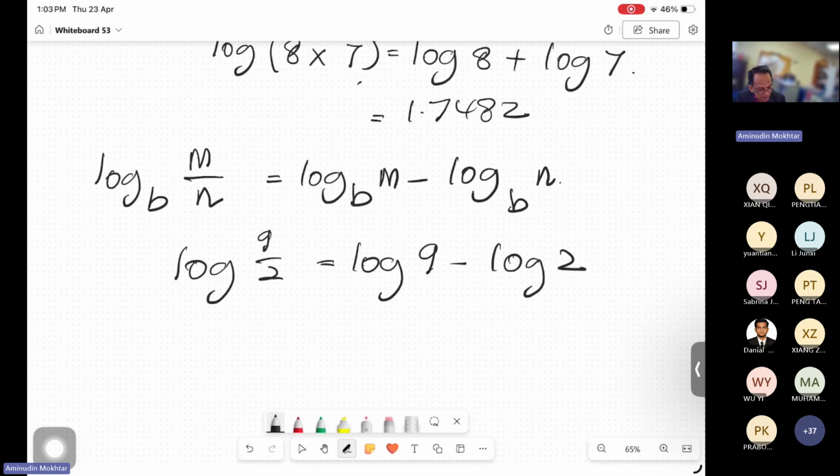And again, for the answer just use your calculator. That's why for this operation you need a scientific calculator. This equals 0.6532. That is the operation for log 9 divided by 2.